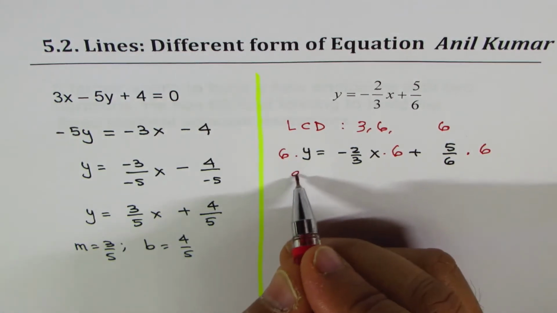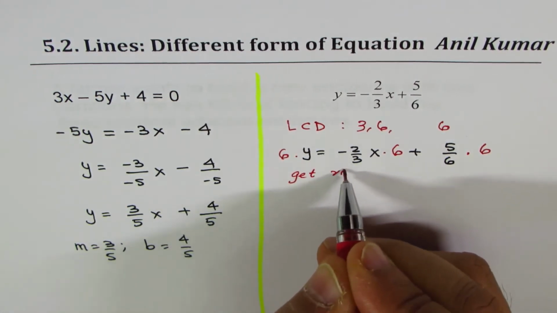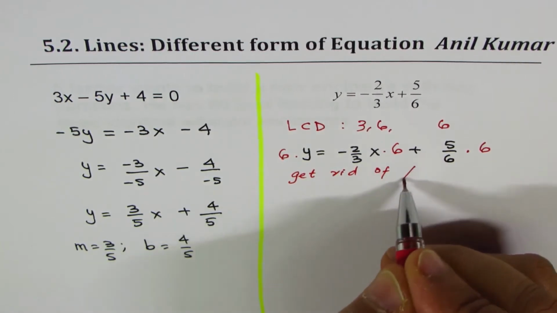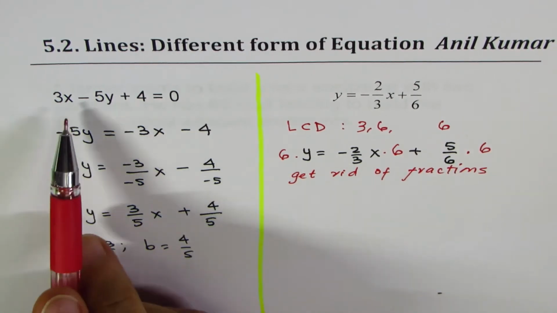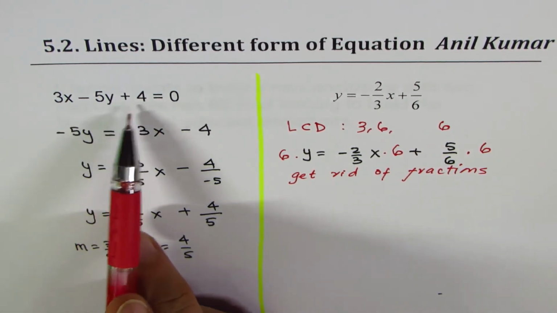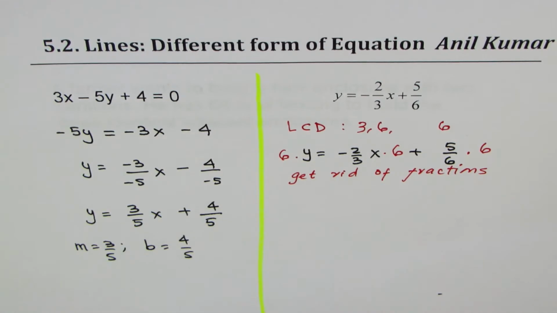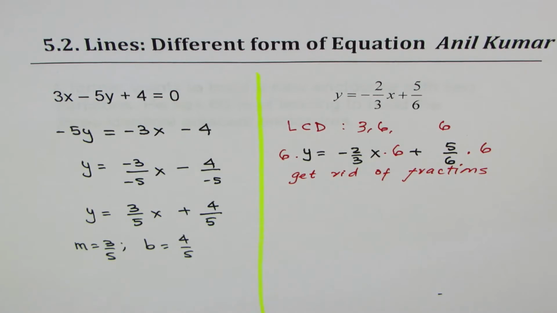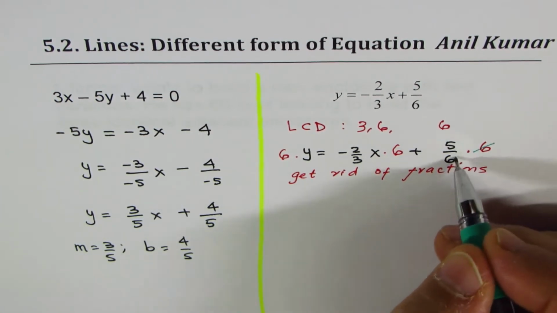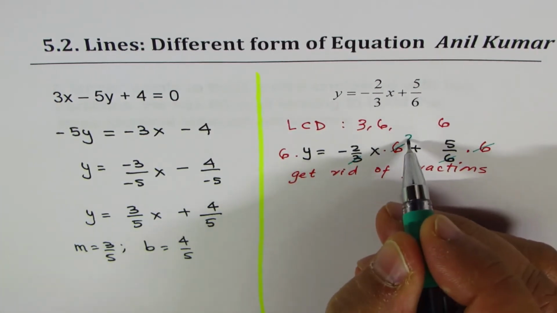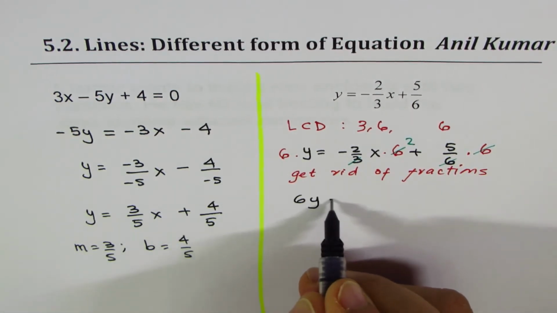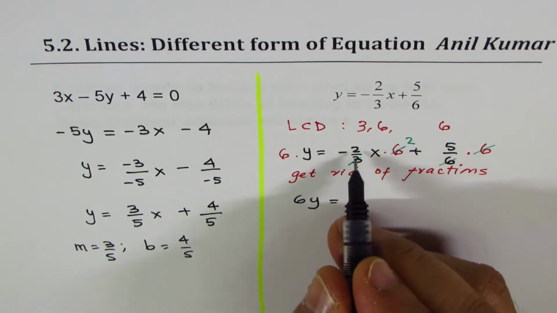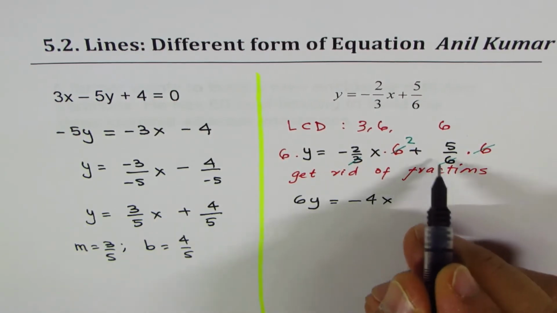The idea is to get rid of fractions, since in standard form we normally do not see fractions, and therefore this has to be your first step. Now if you look at it, you could simplify: 6 divided by 6 is 1, and that gives you 2, right? So now we can rewrite this equation as 6y equals minus 2 times 2 is 4, minus 4x plus 5.